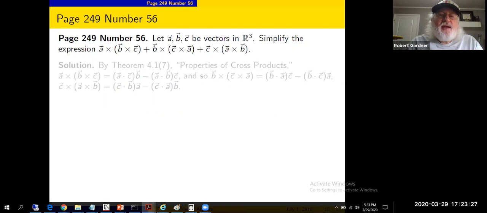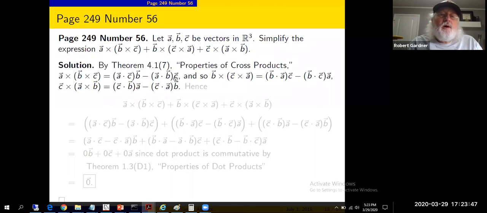Let's take advantage of the properties of cross products and do one last example. Call it a day on this section. Take three vectors A, B, and C in R3. Simplify the expression A cross B cross C plus B cross C cross A plus C cross A cross B.